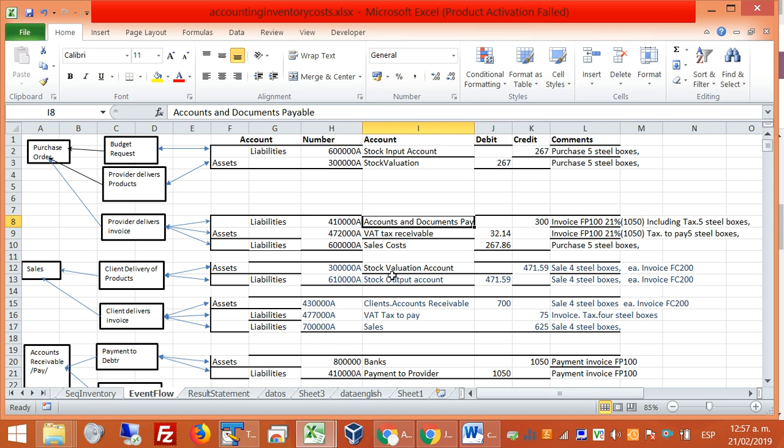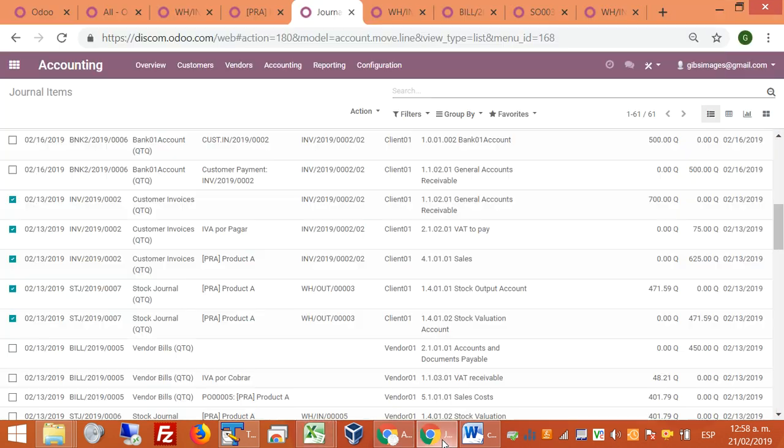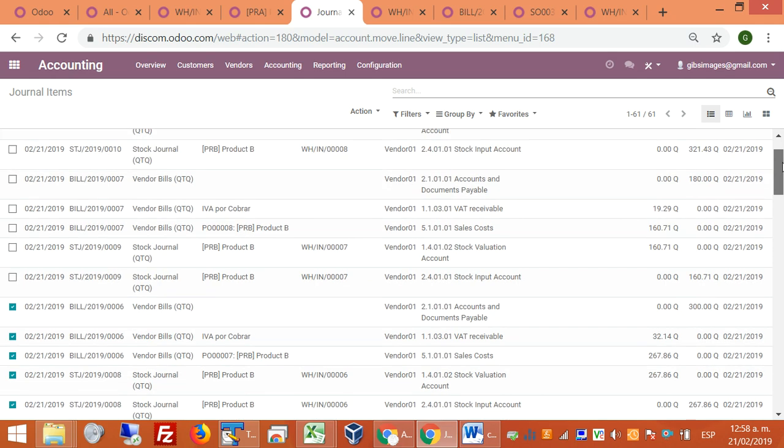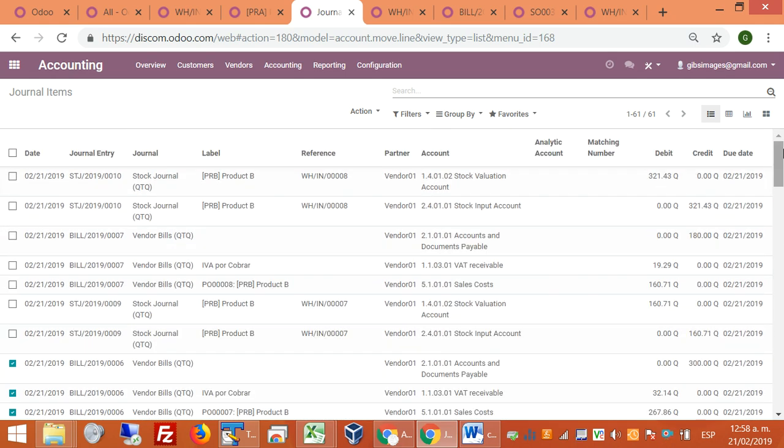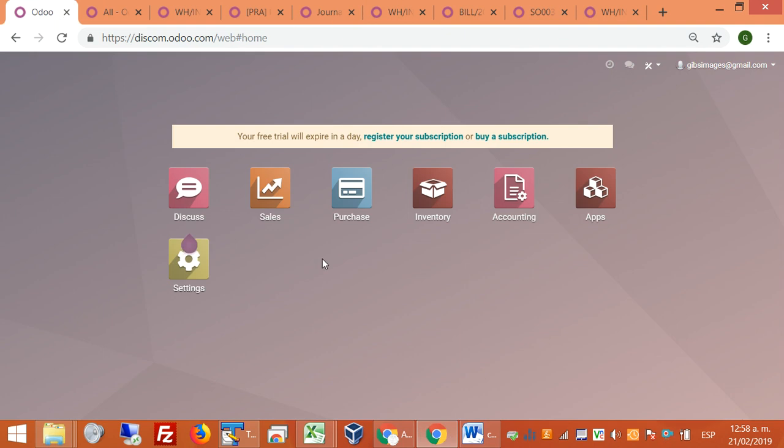All these movements will be explained by the theory, and why it is very important to understand all this theory behind it, to make a good implementation of Odoo, to get good system information of what we are doing, and to make a good implementation of all these modules.